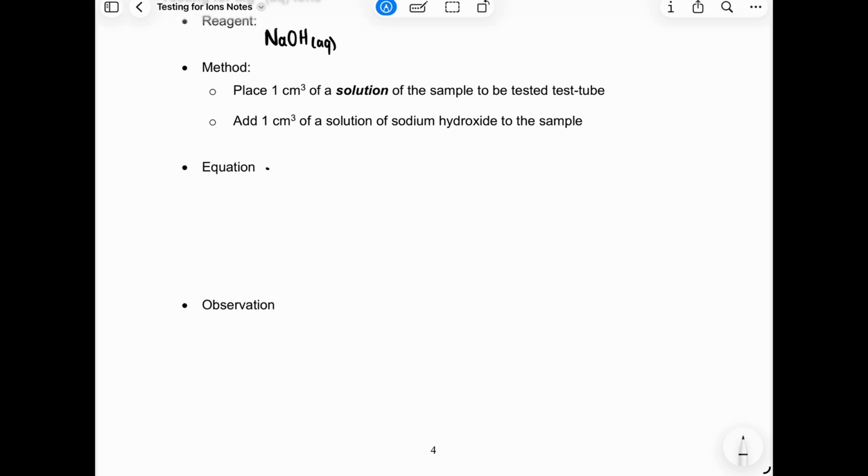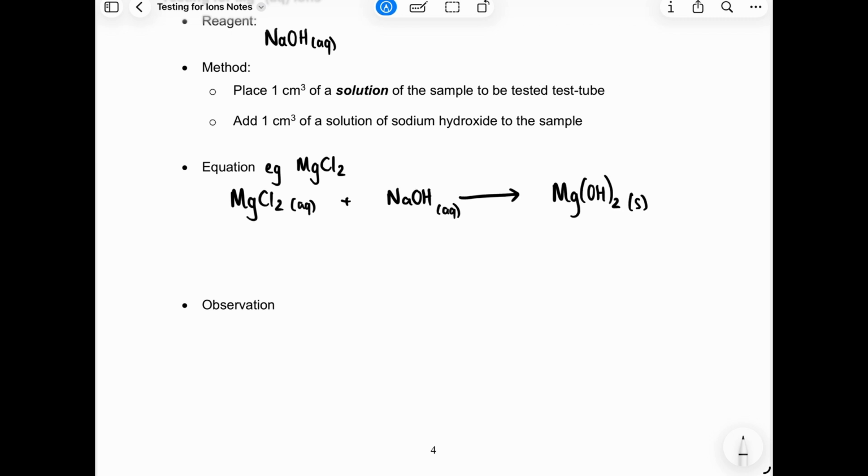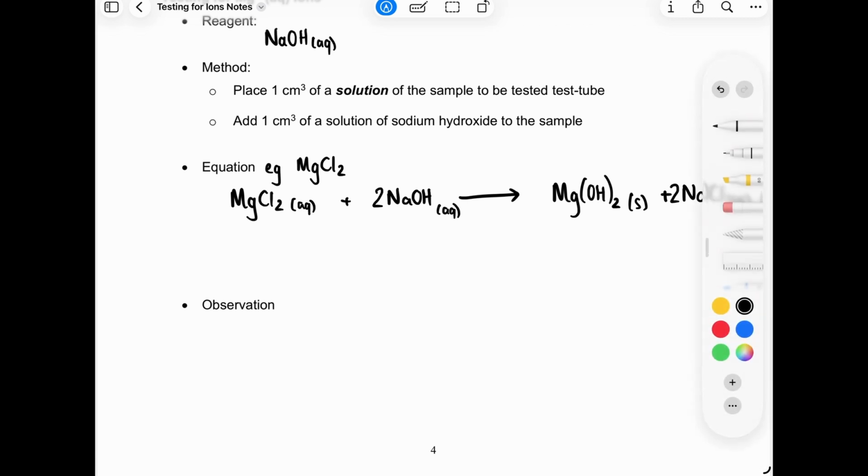So, for example, if we were testing a solution that contained magnesium ions, say, magnesium chloride, we would take our magnesium chloride in the test tube. We would add sodium hydroxide. So these would both be solutions. We would make magnesium hydroxide. Now, magnesium hydroxide is sparingly soluble, so we would see the precipitate, and our other product would be sodium chloride solution. We've balanced this equation. Because there's two Cl's, we put a 2 over here, and because we've now made there be 2 Na's, we put 2 over here. We could turn that into an ionic equation.